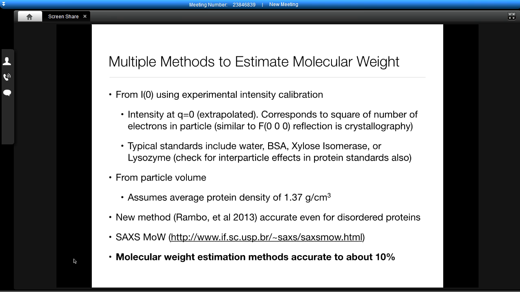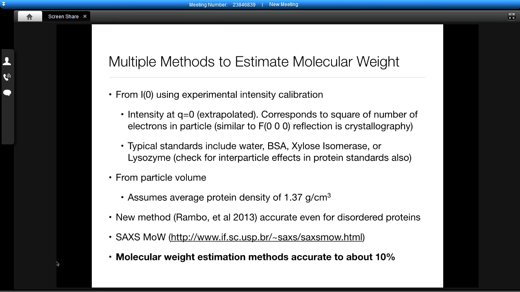Usually the way this is done practically is through some kind of standard, either a protein standard such as BSA or xylose isomerase or lysozyme, something that is known to be monodisperse, easy to work with, cheap, and is monodisperse at higher concentrations. The main source of error when determining molecular weight this way is the concentration.